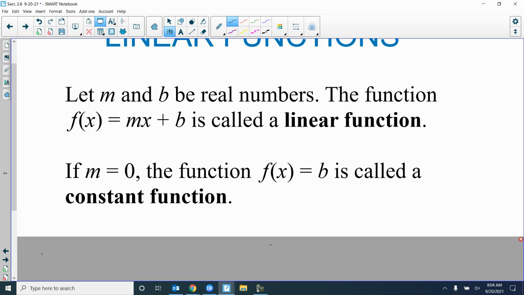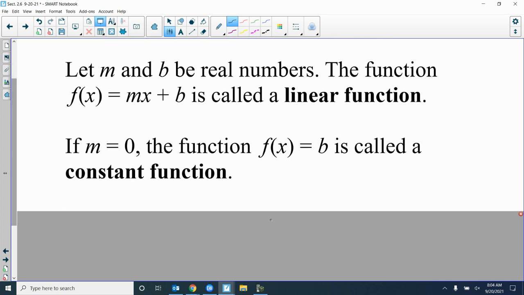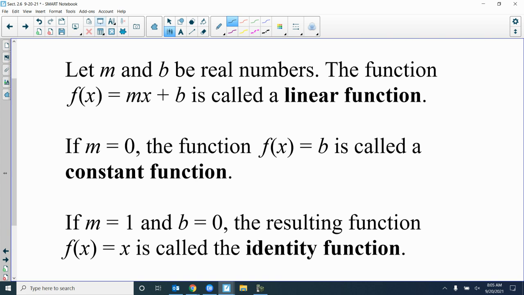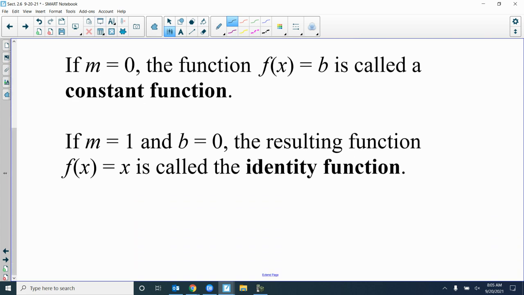If m equals 0, okay, so basically it just becomes f of x equals b. That is a constant function. It will be a horizontal line. For that, there is no slope to it. Slope is 0. If m equals 1 and b equals 0, the resulting function is called the identity function, which was that second one on that list where it said f of x equals x. That's your identity function. Okay. So the 2 key ones there.